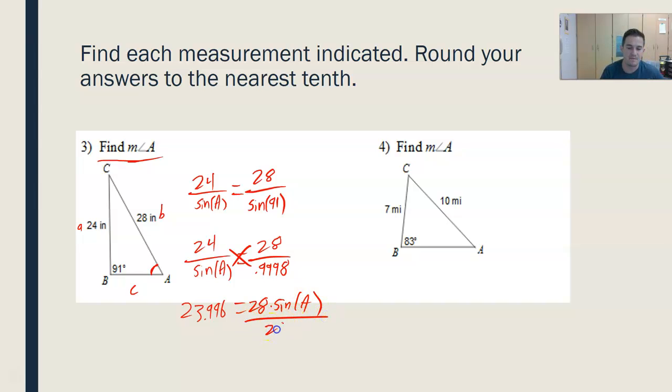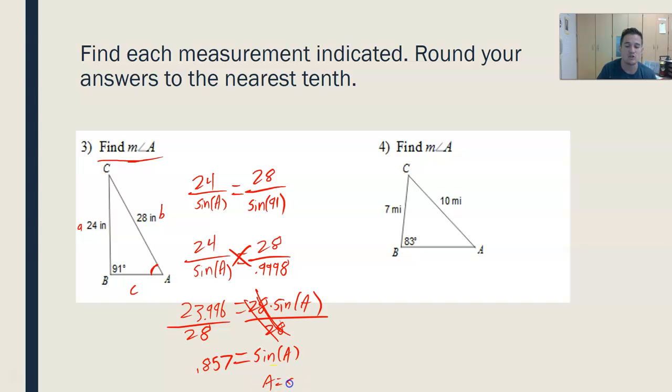Then I'm going to divide by 28. 23.996 divided by 28 gives me 0.857 equals sine of A. Canceled all that out and left with 0.857 equals sine of A. Well, I have the sine of A. If only there was a way to undo sine to solve for an angle. Man, there is a way to do that. Because I undo sine with the inverse sine, the second button in my calculator.